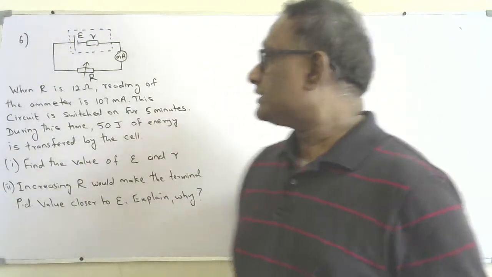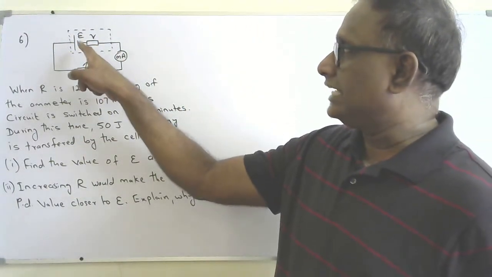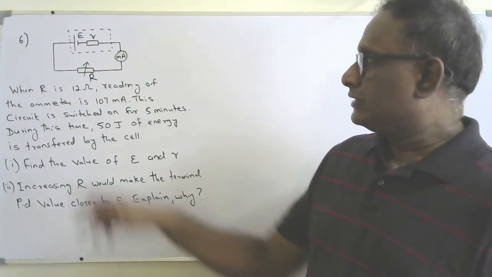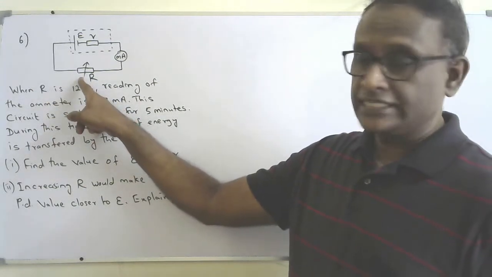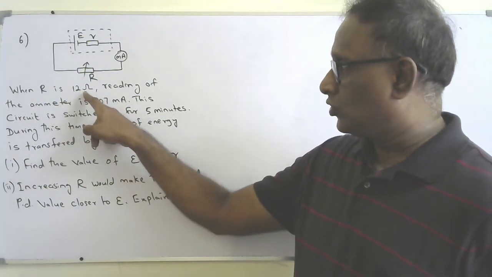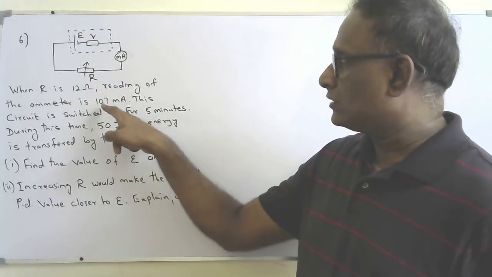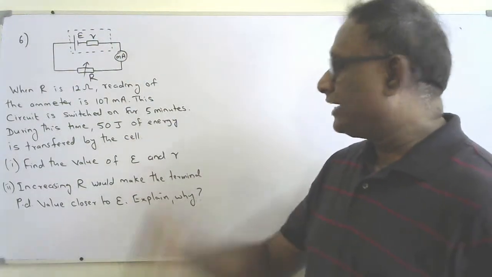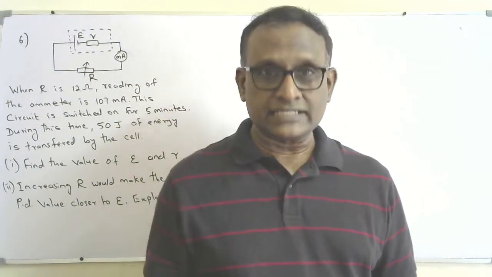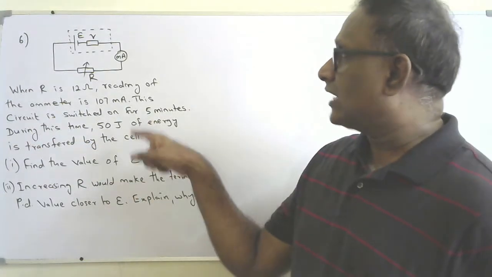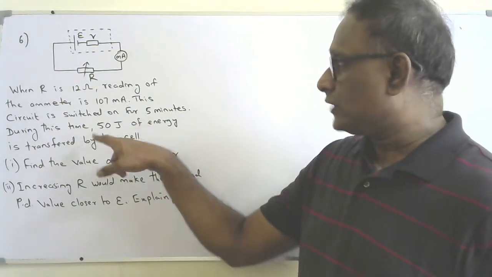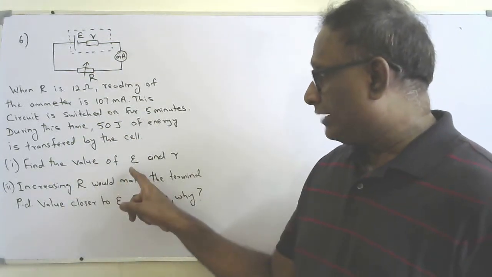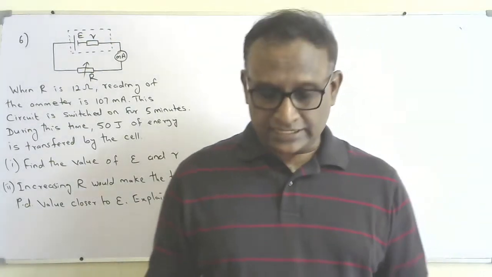Okay, so in this question, there's a real cell which has EMF epsilon and internal resistance r. There's an ammeter or milliammeter, whatever it is. Now they are saying when the value of this variable resistor R is 12 ohms, the reading of the milliammeter is 107 milliamperes. So when this circuit is switched on for 5 minutes, that means 5 into 60, 300 seconds, the total energy transferred by the cell to the circuit is 50 joules. So first part, find the value of EMF and the internal resistance of the cell.